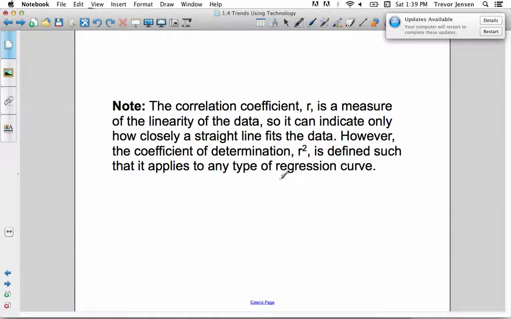Okay. One more important distinction we have to make before we actually use the calculator to do the regression is that the correlation coefficient, the R value, is a measure of the linearity of the data. So we can only use it when a straight line fits the data. However, the r-squared value is defined in such a way that it applies to any regression curve. So you can use your r-squared value to help you describe the relationship between two variables no matter what type of regression you do. But the r value is only useful when we do a linear regression.